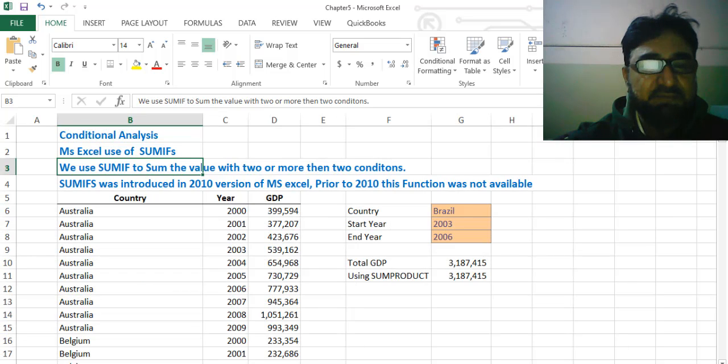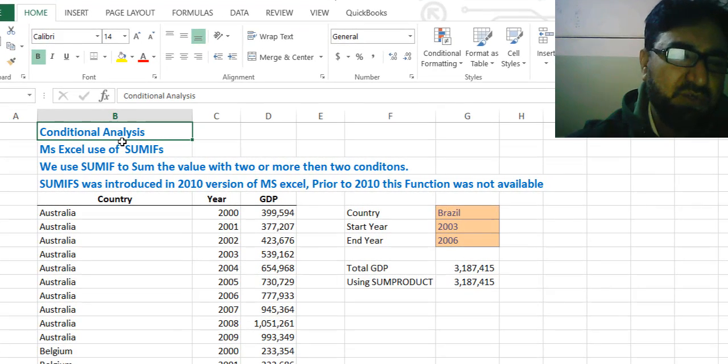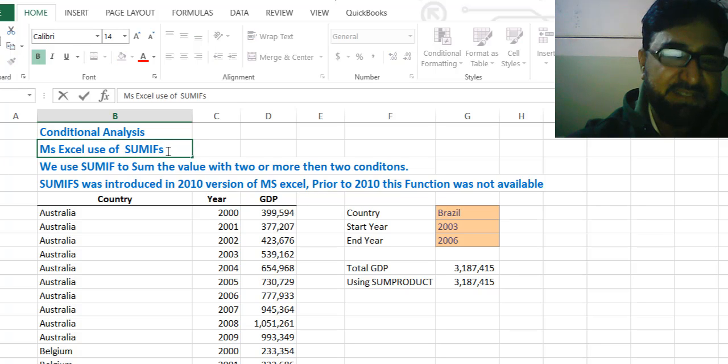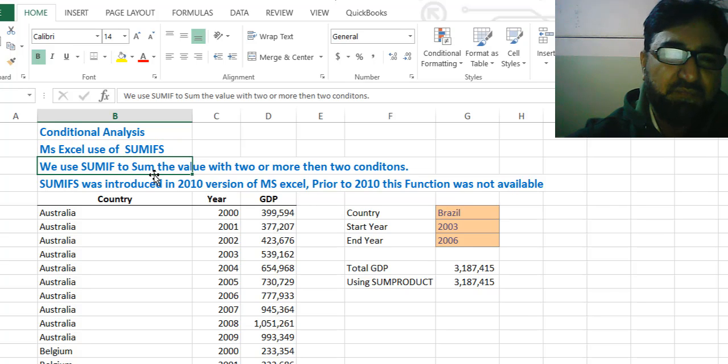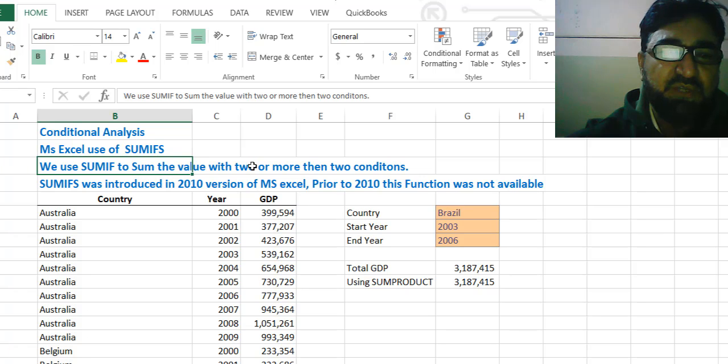Let's move ahead to the next sheet. In this lesson video, we are going to focus on conditional analysis in MS Excel using SUMIFS. With the addition of this S, it is making it a little bit different. We use SUMIFS to sum values with two or more than two conditions.